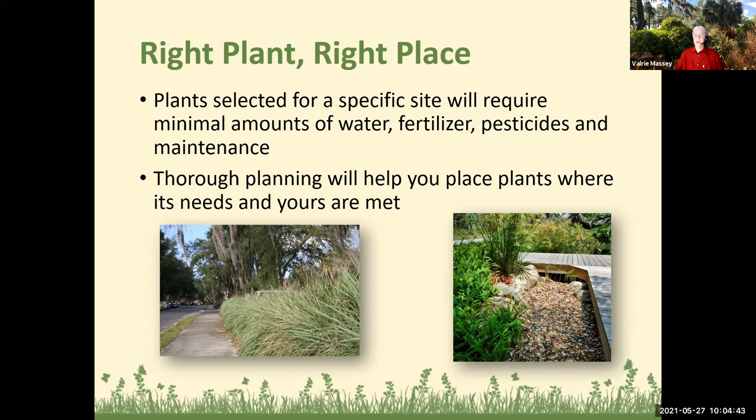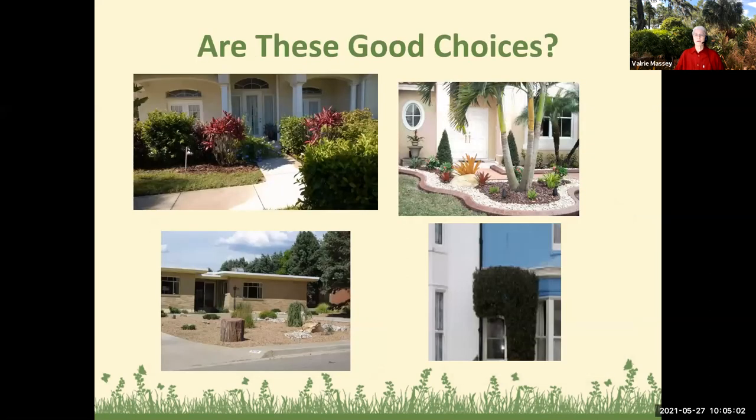Plants on the right, in the right photo there on that screen, are something that is going to be a wetter area to plant, that can use wet feet or prefer a little bit more moisture. So again, thinking about what you're doing with selecting the right plant. Now, the question is whether these are good choices, and why. Why are we asking that?